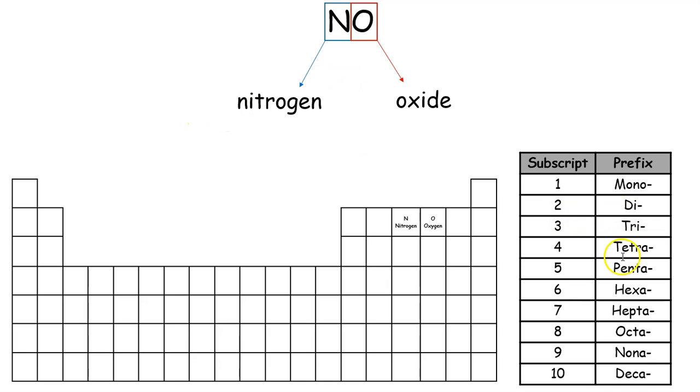You could put di, tri, tetra, penta. So if there's 2 nitrogens and 2 O, you'd put di. But because there's 1, we leave it blank. Then we come here to oxygen, and there's nothing in front, so we assume a 1. So you have 1 oxygen, and the prefix for 1 is mono. So I'm going to put monoxide here. So nitrogen monoxide, I combine these together, and now I have nitrogen monoxide.